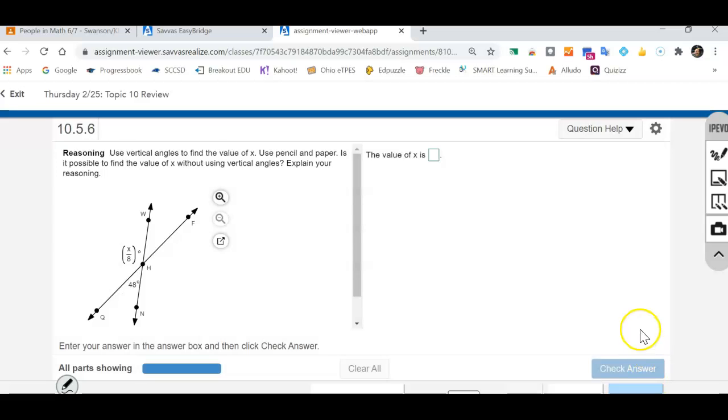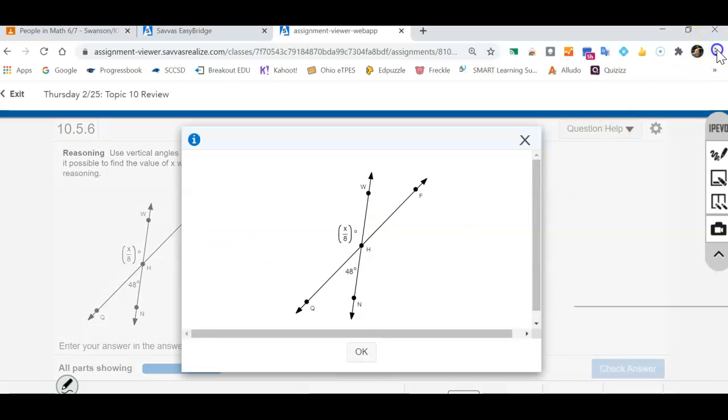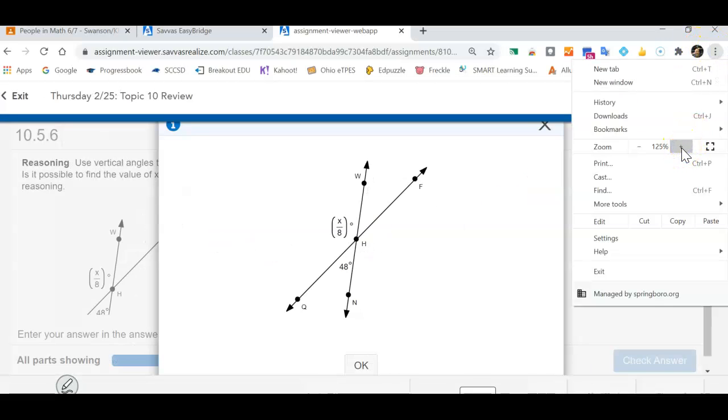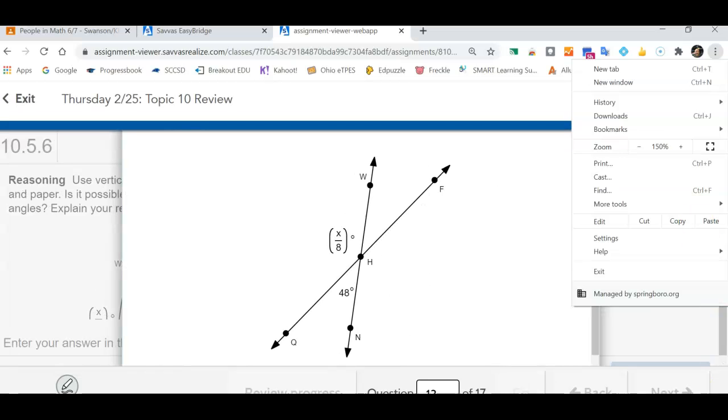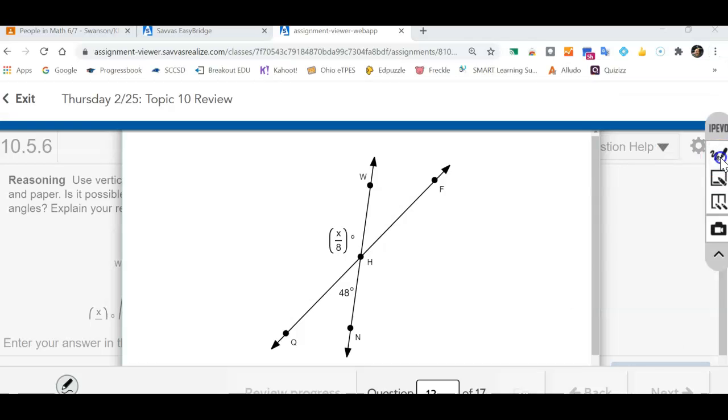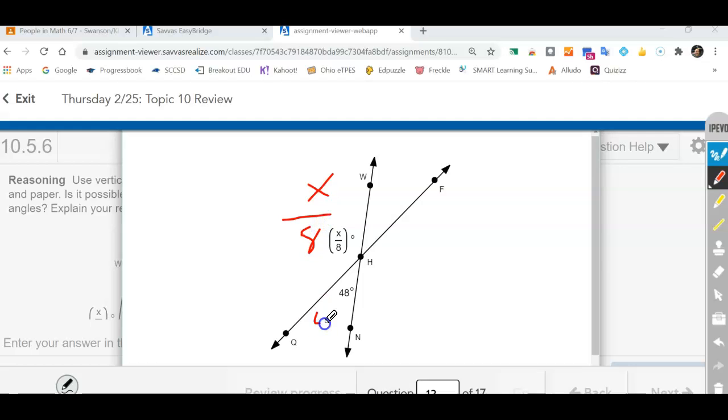You guys try this one. This one got lots of people yesterday on the homework. Can y'all see that? This is x over 8. This one is 48. So go ahead, solve for x.